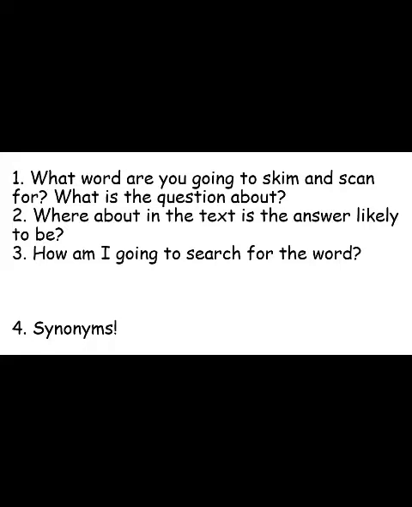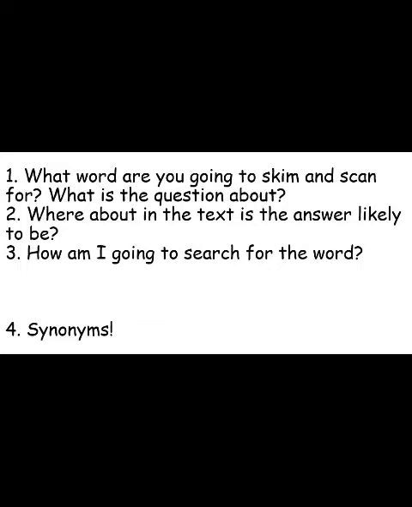Lastly, I would like you to think, how am I going to search for the word? Now, this is completely dependent on you as a learner. Some of you might skim and scan just for that first letter of the word. Some of you might skim and scan for the shape of the word. It's very much dependent on how you learn. If after skimming and scanning through the text for that word, you can't find it, what I would suggest doing is finding some synonyms. Now, synonyms are words that mean exactly the same as each other. So, for example, happy and joyful. And then you might want to repeat steps 1, 2, and 3 and skim and scan for those words there.